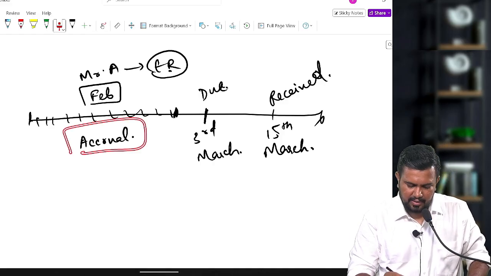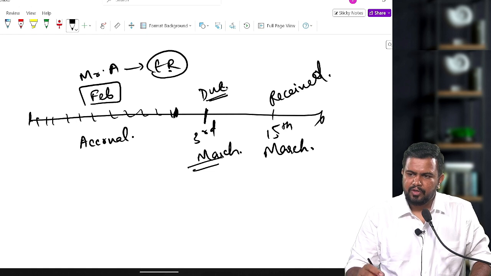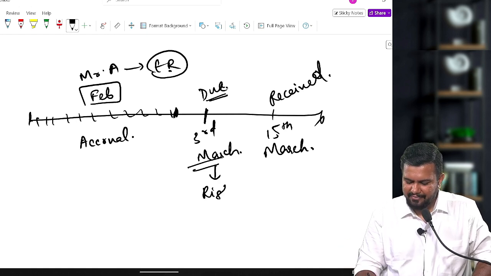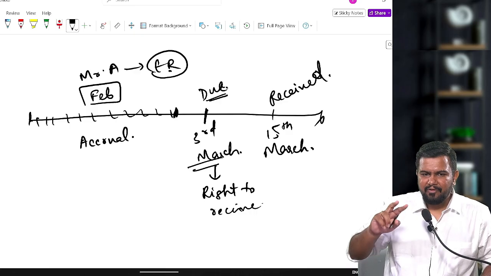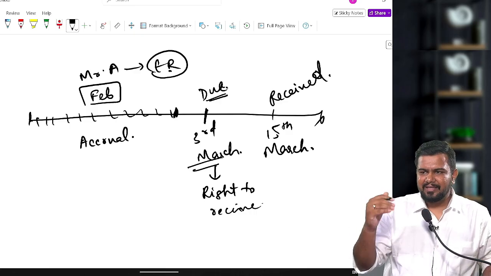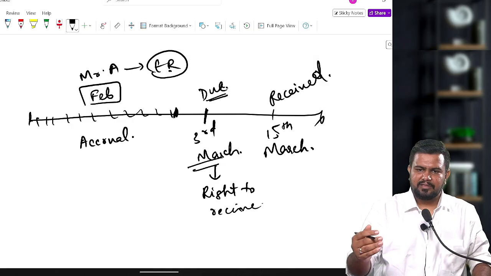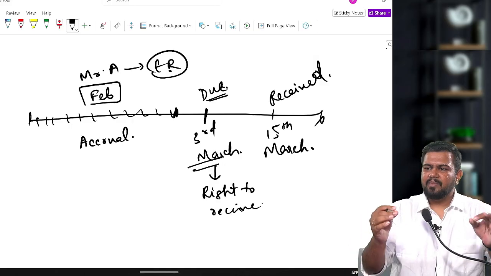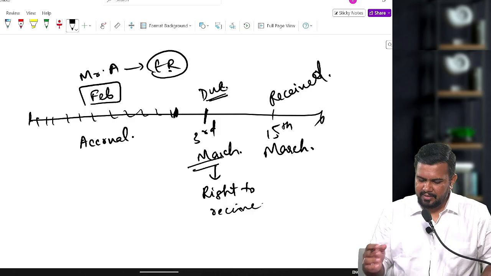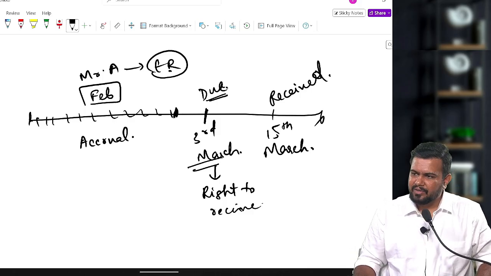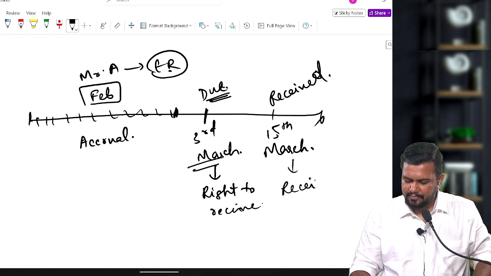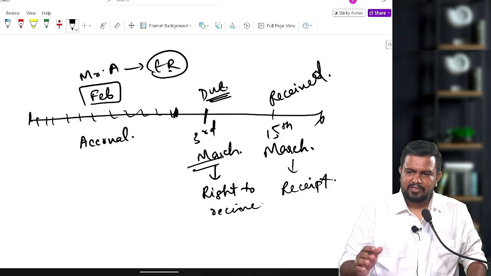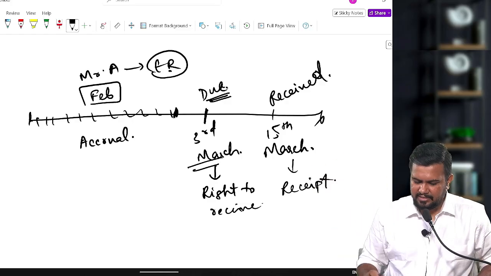It is called accrual. Then on 3rd March, it becomes due. Due means what, sir? Due means now he has the right to receive the salary. In the February month, when he is working in the organization, on February 20th, can he go to the employer and demand the salary? The answer is no. He has to wait till March 3rd when his salary becomes due. Then only he can demand it from the employer as per his contract. So on March 3rd only he gets the right to receive salary. It is called due. And the date on which he receives the salary is called receipt. Fine. So this is the only difference between accrual, due and receipt.